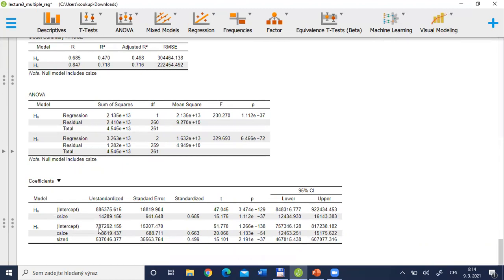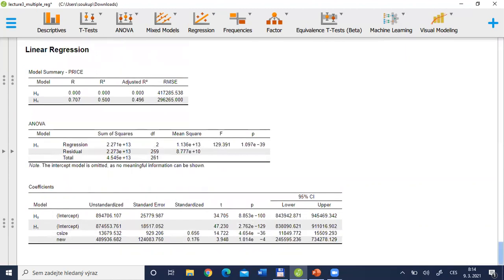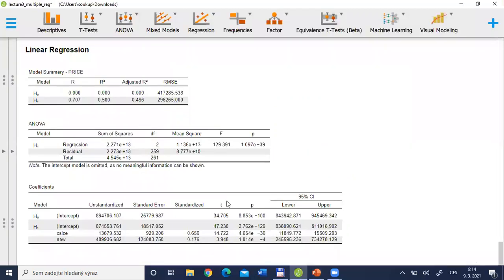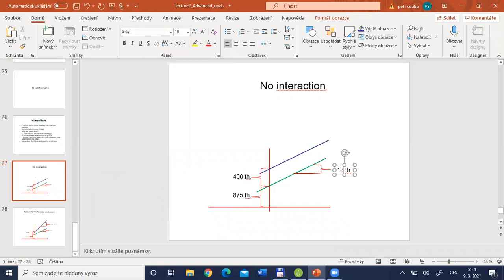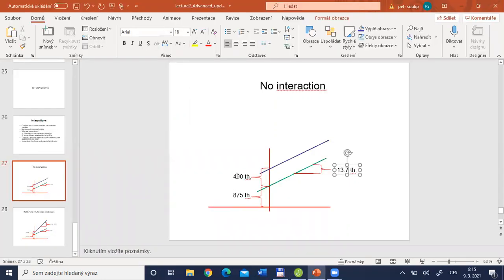So Intercept is currently it is correct. So Intercept is 875. So here it is 890. So I will slightly correct it. 875,000. C size is 3.7. So I will make a small change, and new is approximately 490,000. So now this picture is correct.